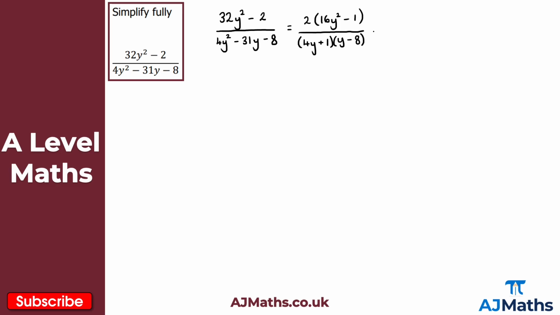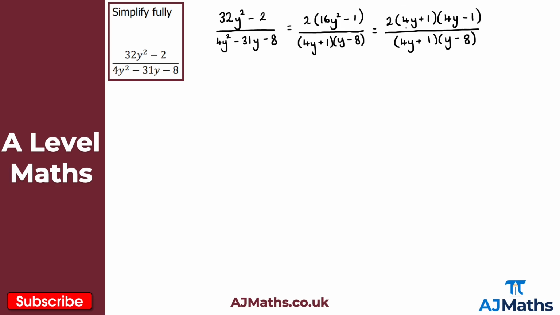In this case, I notice with the numerator, this 16y squared minus 1 is actually the difference of two squares. So we can factorize this further. Now I get 2 lots of 4y plus 1 times 4y minus 1, and that's all over 4y plus 1 times y minus 8, like so.